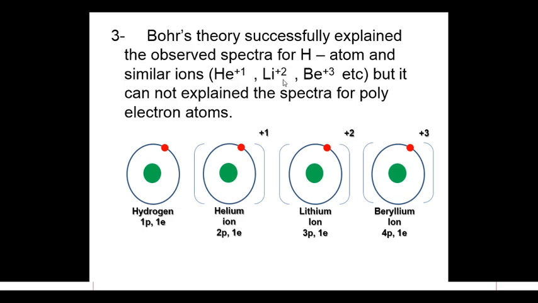Similarly in the case of lithium and beryllium also, these all contain only 1 electron. So Bohr's theory successfully explained the atoms that contain only 1 electron. But it cannot explain the spectra for polyelectron atoms. That means the atoms that contain more than 1 electron cannot be explained with the help of Bohr's atom model.